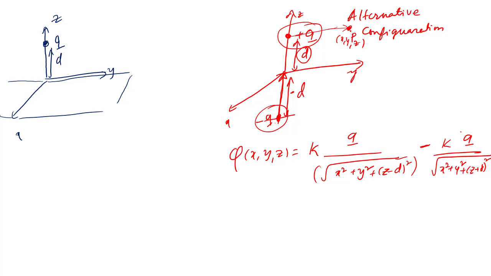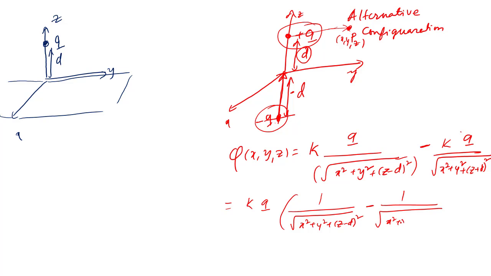So now if you take a look at this potential, I can take kq as common, and I would have 1 over square root under x squared plus y squared plus (z minus d) squared, minus 1 over square root of x squared plus y squared plus (z plus d) whole square. So this would be the potential for this problem.